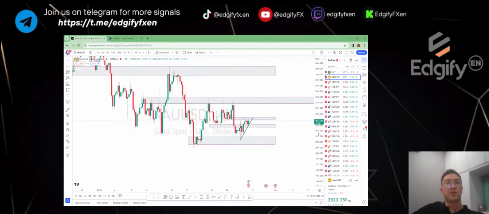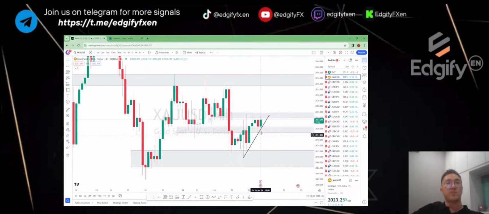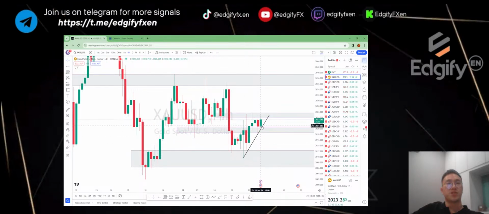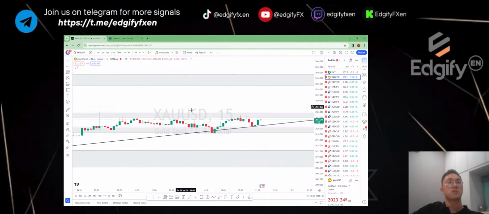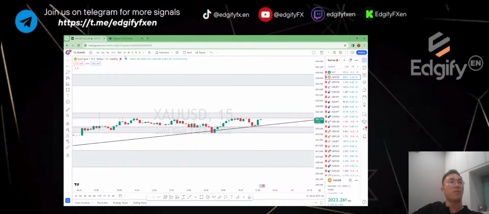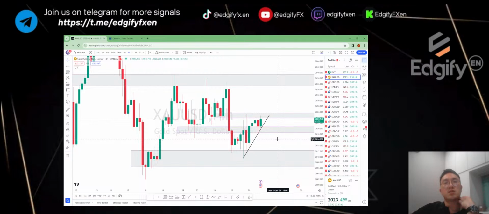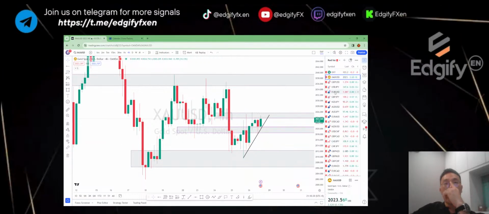Right, so like I said, gold, I'm not looking at any entries. It actually respected this trend line. Just now the price was here. Right, so if you see, the price came down, then started to go up, right? So I'm not getting in. That's just another 12 minutes for the news.